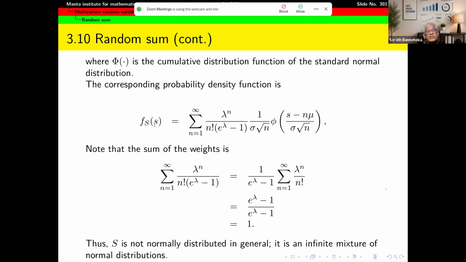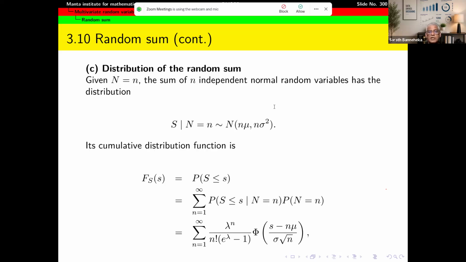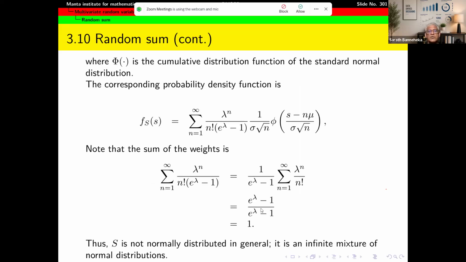So therefore, the density function of S is given by the summation of that part, and then the derivative of this part with respect to S. When you take the derivative, you get the density function evaluated at this quantity, but then you have to multiply that by the derivative of this quantity with respect to S, right? So that's where this term comes from, right? So therefore, this is the density function of the sum of a random number of normal random variables, f of S.